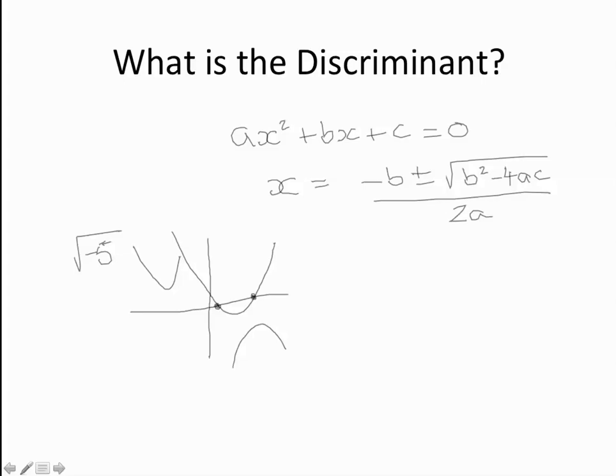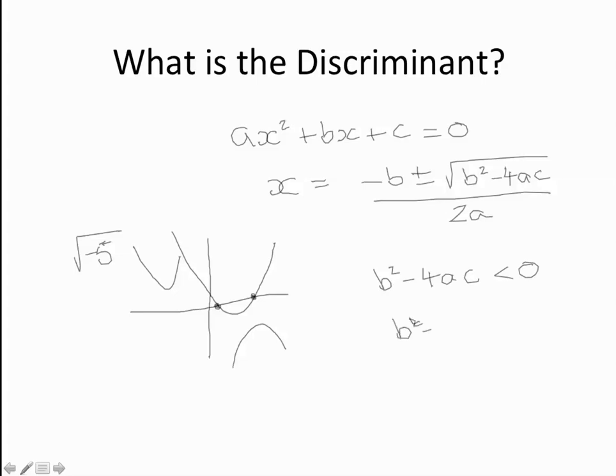Okay, so what do we mean here? Well, first thing is, if what I've got inside this square root is less than 0, then I can't find the square root for a real number, and that means that I don't get any real solutions to this quadratic equation. In other words, it doesn't cross the x-axis.